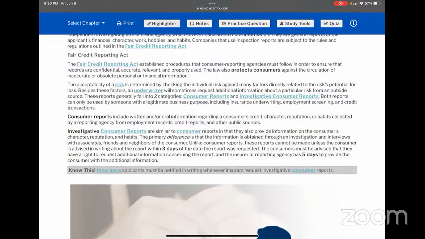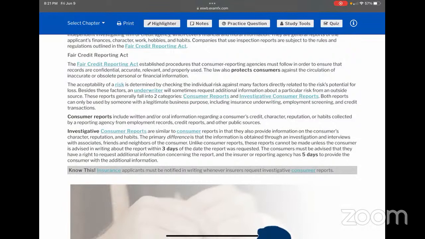Okay, cool. So the Fair Credit Reporting Act established procedures that consumer reporting agencies must follow in order to ensure that records are confidential, accurate, relevant, and properly used. The law also protects consumers against the circulation of inaccurate or obsolete personal or financial information.